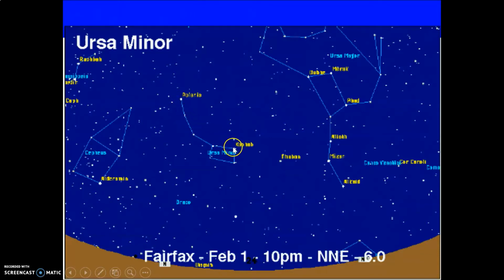So we come over here. That's this star here. This is Kochab. And then the third brightest is this one. This one is called Firkad. So you have Polaris, Kochab, and Firkad. Those are the three named stars that are in the Little Dipper.